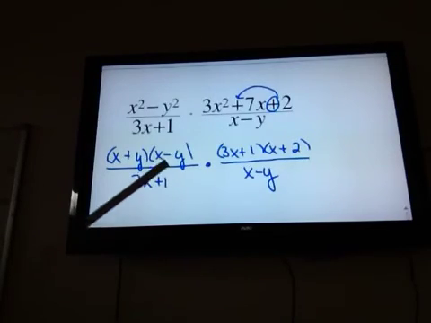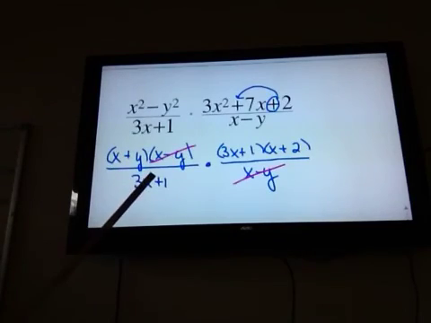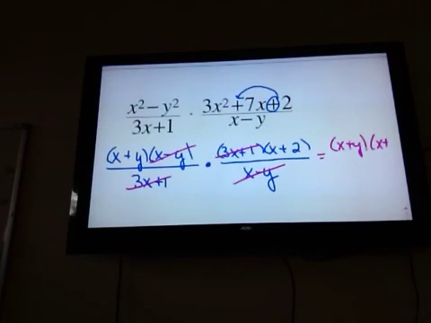So now I can cancel. Whole group, x minus y, with whole group, x minus y. Whole group, 3x plus 1, with whole group, 3x plus 1. Anything in the top with anything in the bottom. It can be in the same fraction or opposite fractions. It doesn't matter, just so it's top to bottom. Leaving, for my final answer, what's left up top. There's nothing left on the bottom. X plus y times x plus 2.